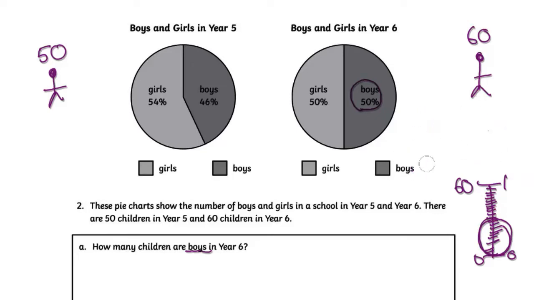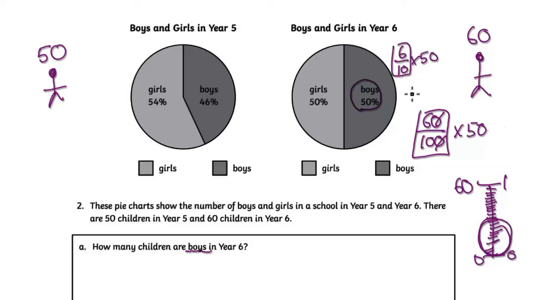So let's start again. You get your whole population, cut it up into 100 equal pieces, and then you get 50 pieces. We can simplify this by dividing top and bottom by 10. That would be 6 over 10 times 50. We can simplify this further by dividing top and bottom by 2. So that would be 3 over 5 times 50. And then this gets multiplied to the top. So 3 times 50 would be 150 over 5, which will give you 30.